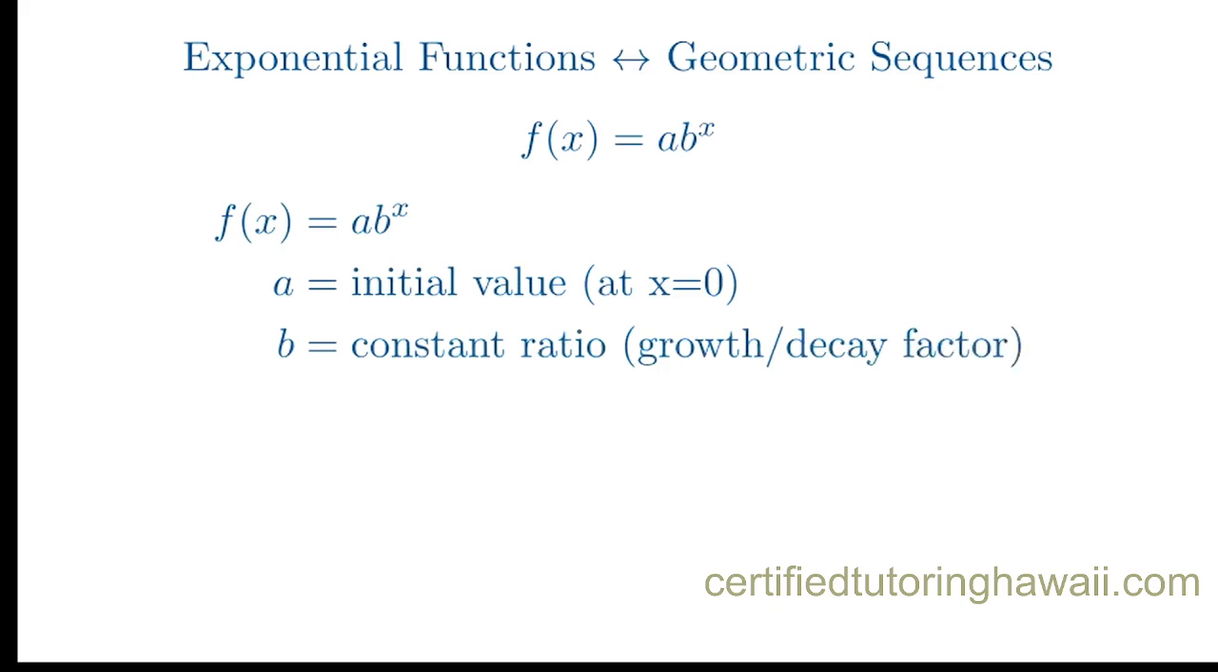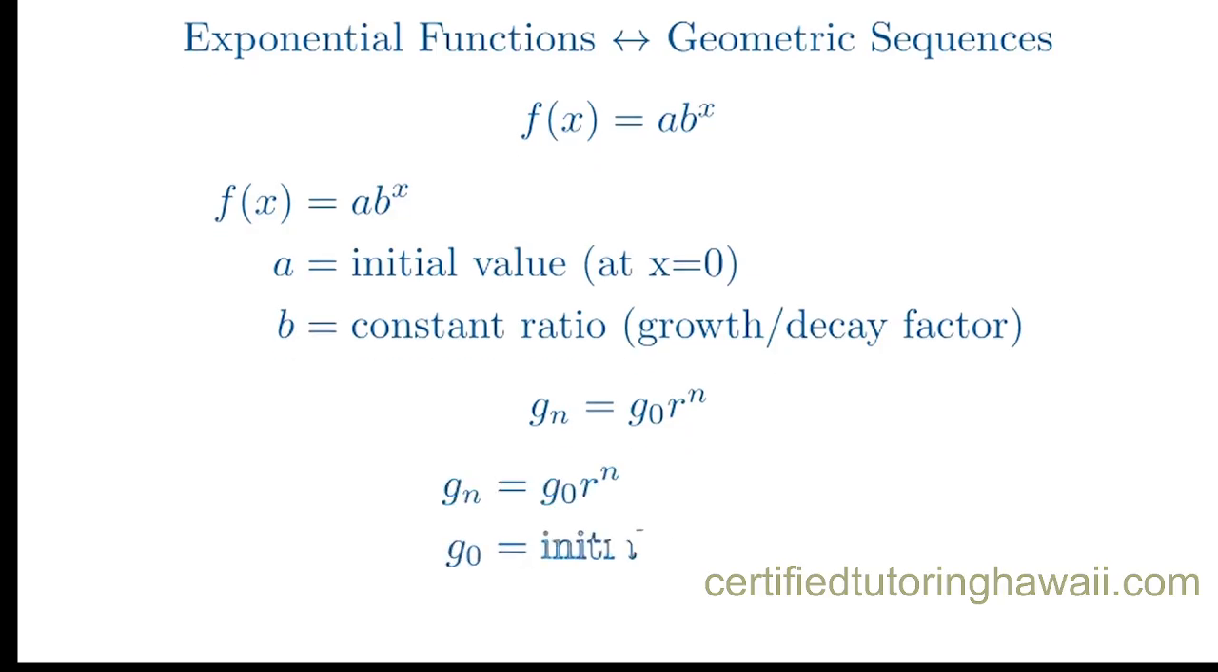Let's compare this to a geometric sequence. Its formula is g sub n equals g sub 0 times r to the power of n. Here, g sub 0 is the initial term, and r is the common ratio, the constant value by which we multiply to get the next term. Again, the parallel is clear. The constant ratio b in the exponential function is analogous to the common ratio r in the geometric sequence. Both define the constant multiplicative factor at each step.